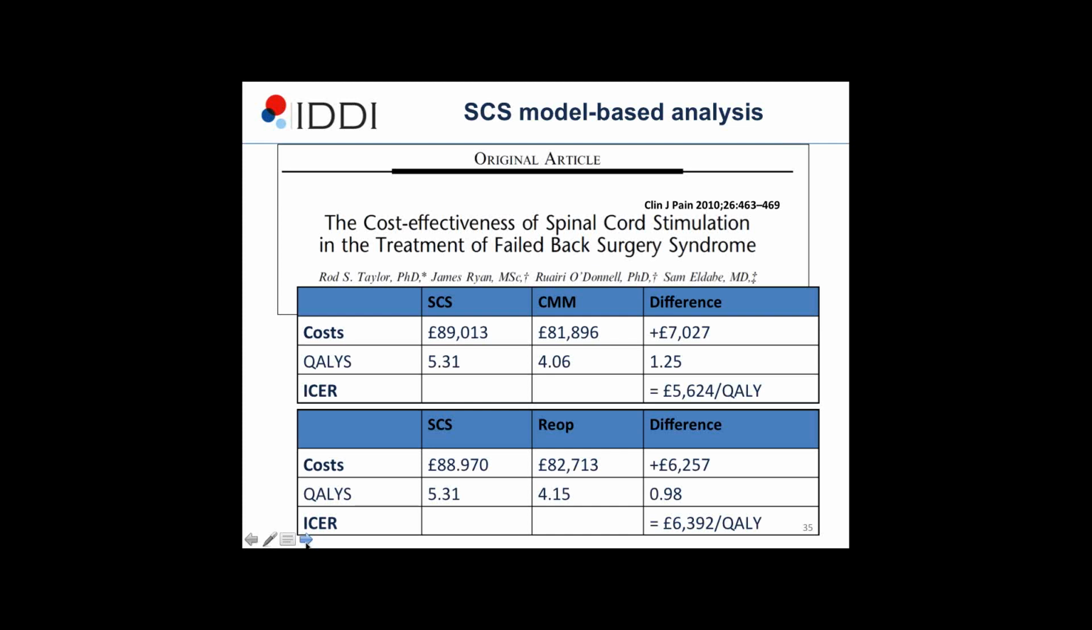And again, here is a reproduction of the results. So you can see spinal cord stimulation is the intervention. There's two comparisons here. First of all, against conventional medical management, and you can see that in this case, the incremental cost-effectiveness ratio is about £5,000 per QALY. And when we did the model-based analysis against reoperation, we actually found a positive result, at about £6,000 per QALY.